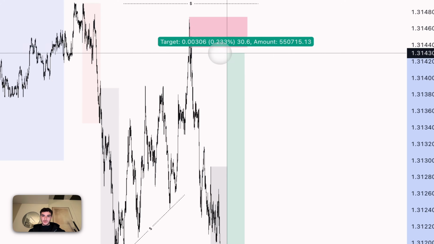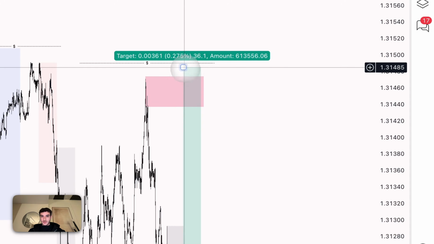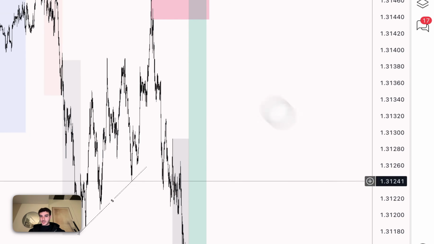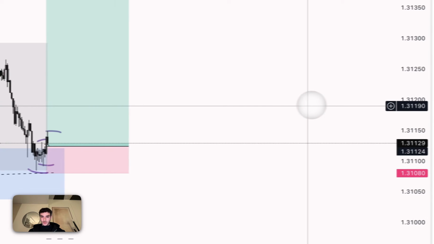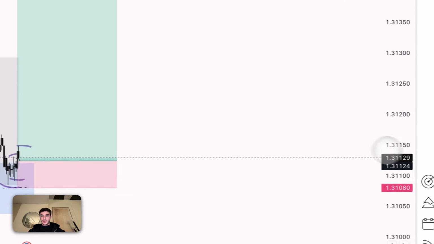You can target that previous supply. You can target the liquidity of the Frankfurt. You can even target the Asia high. Obviously, you're never always going to reach these targets, but for this one, when the volatility is on your side, you can probably see good movement.